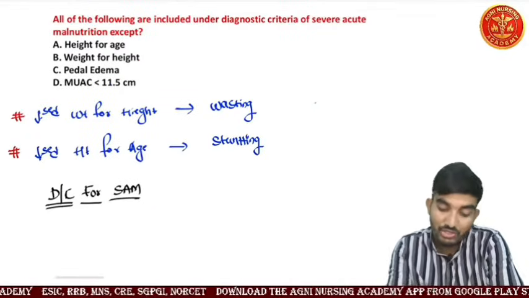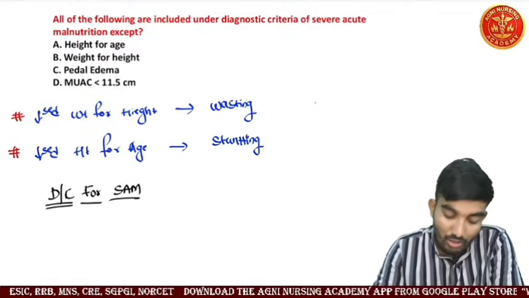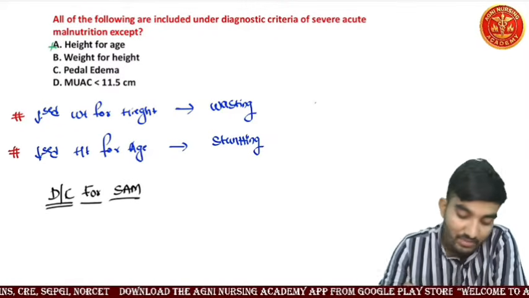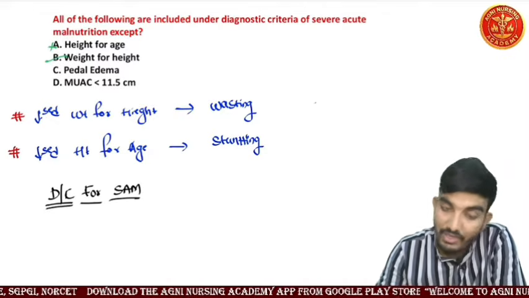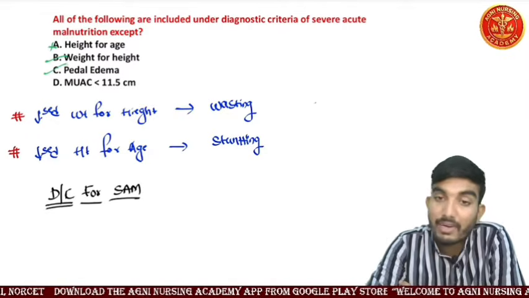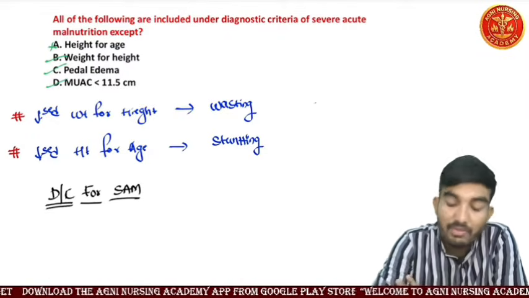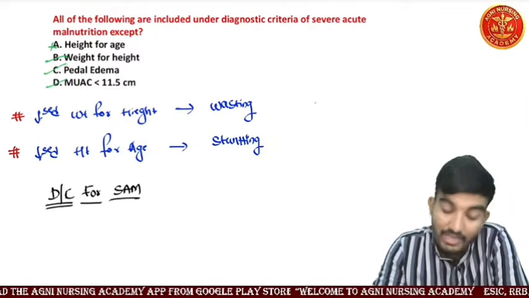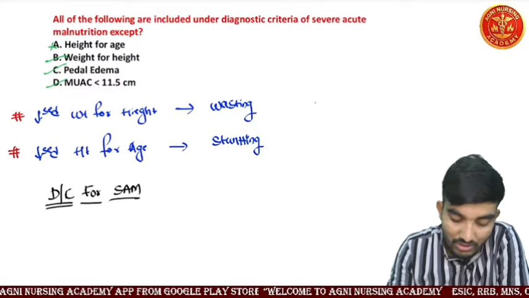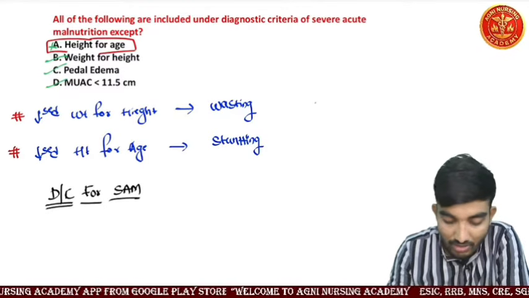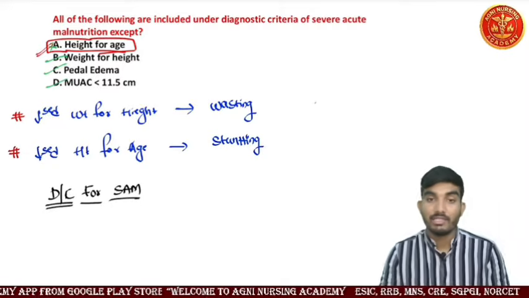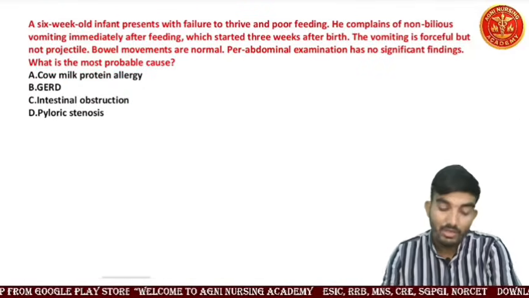We'll see the answer for our question. Option A, height for age, is not included; it will not diagnose by the height for age. Option B, weight for height, yes, correct. Option C, pedal edema, is correct. And option D, mid-upper arm circumference less than 11 centimeter, is also accepted. That's why the answer for our question is A, height for age. Is that the correct answer? We'll see the next question.